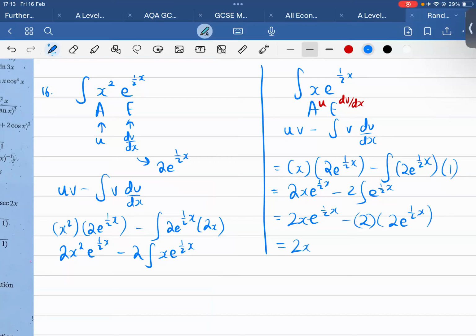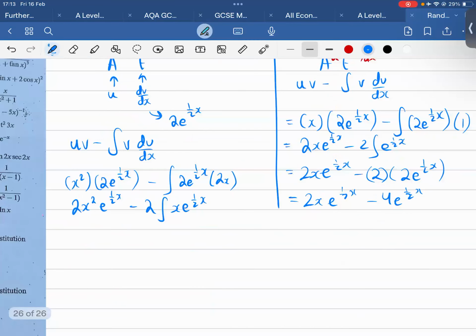So just 2x e to the half x minus 4 e to the half x. And then we can just write our answer straight away. So 2x squared e to the half x minus 2. Copy the answer. Or I'm just going to times it by 2 straight away. So 4x e to the half x minus 8 e to the half x plus c, using that.